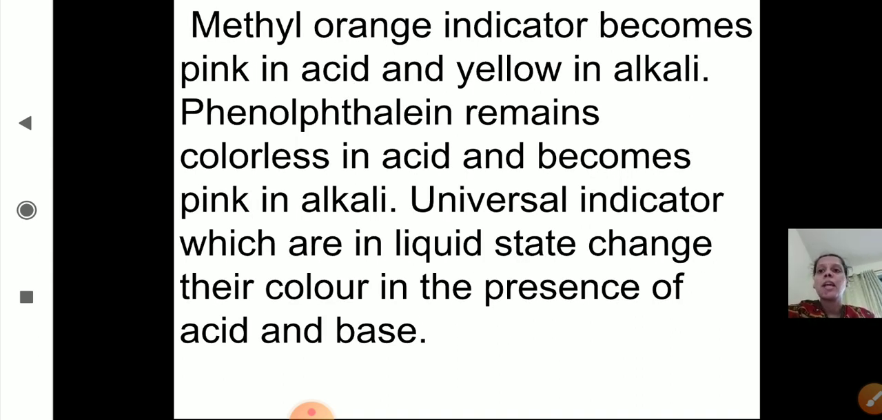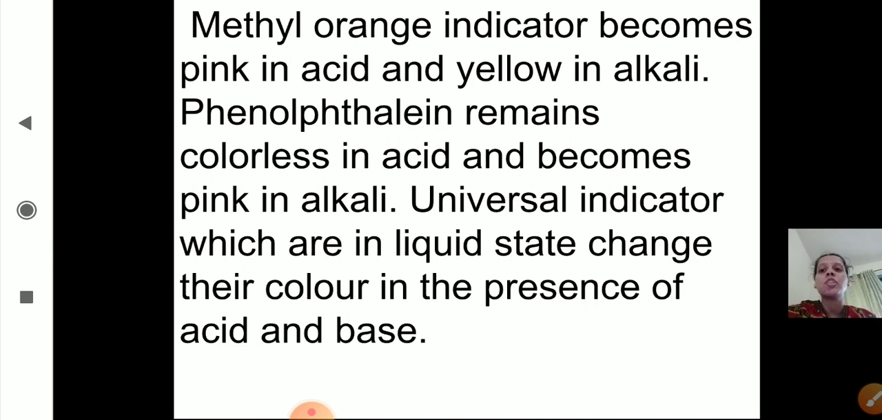Now the next one, methyl orange indicator, becomes pink in acid solution and turns yellow in alkali or the basic solution. Phenolphthalein remains colorless in acidic solution and becomes pink in alkali solution.